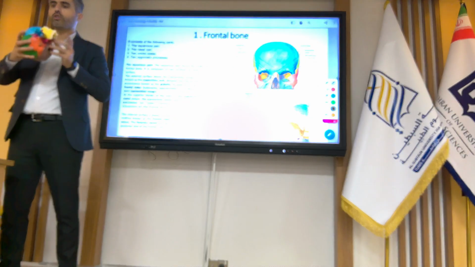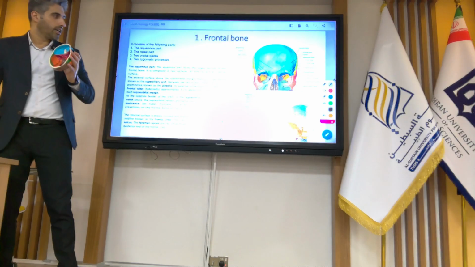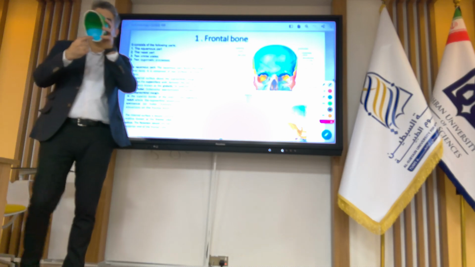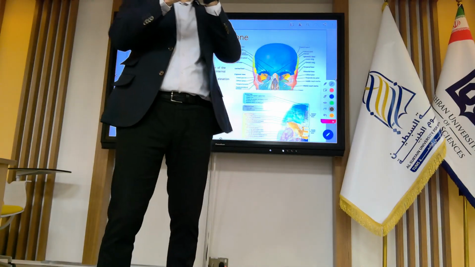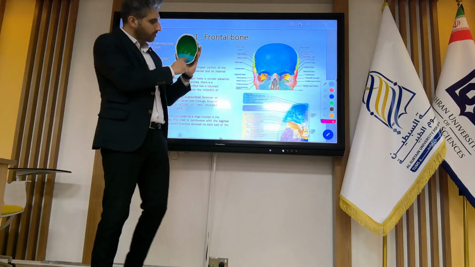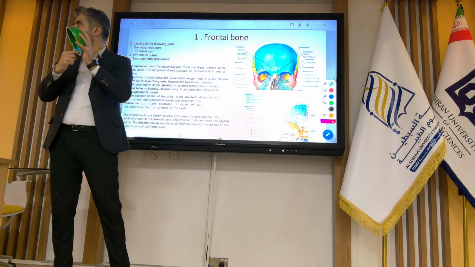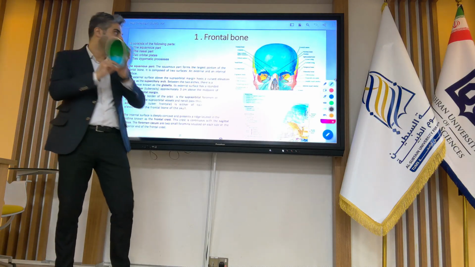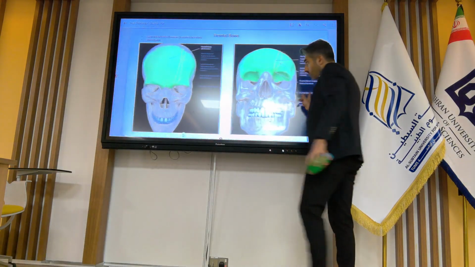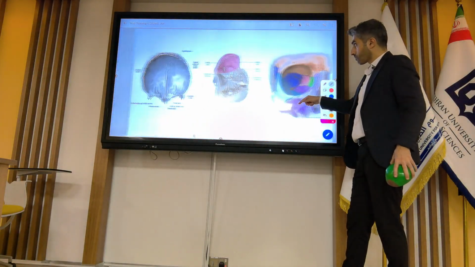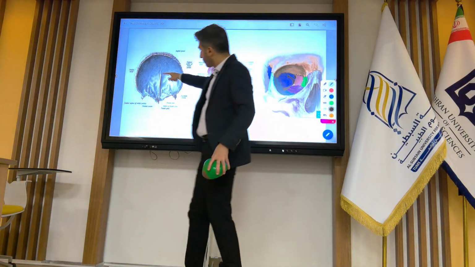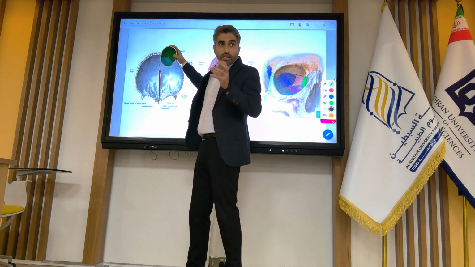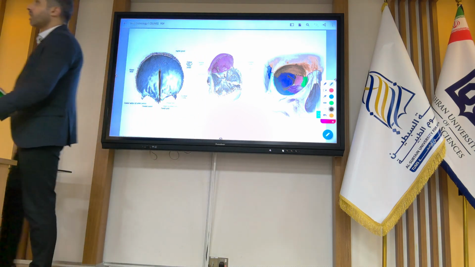The squamous part also has an external surface, and an internal surface on the medial side. Let's see the medial side. Inside, not the external surface, the internal surface. You can see some lines that show the location of the frontal lobes of the brain. Also you can see one crest here, inside the squamous part of the frontal bone.